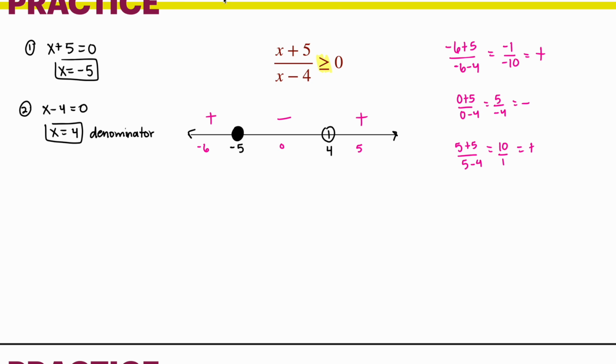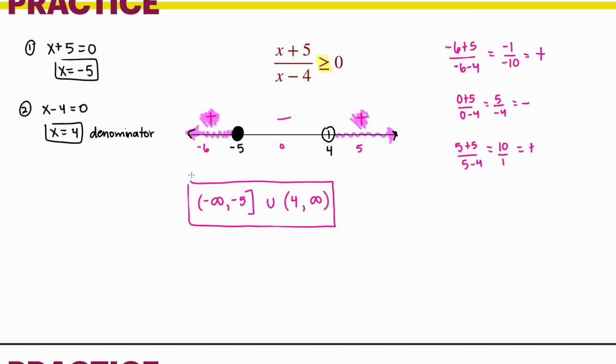Now, we are looking for everything that is above the x-axis, which is everything here and then everything that way. And now we can write our answer. So we go from negative infinity to negative 5, bracket, because it's filled in, and then from 4, it's a parenthesis because it's open, to infinity. And there's your answer.